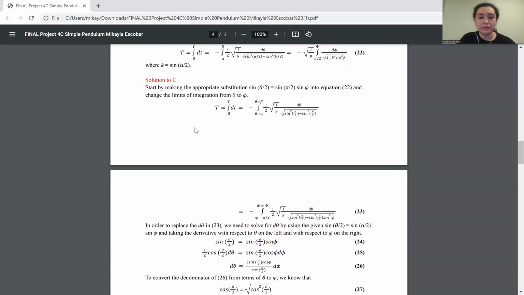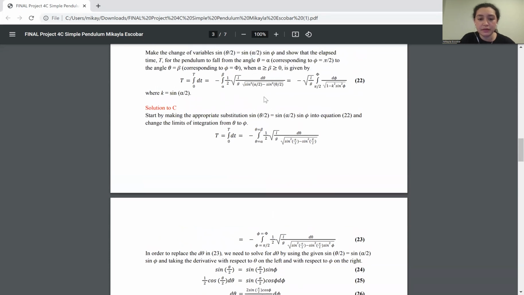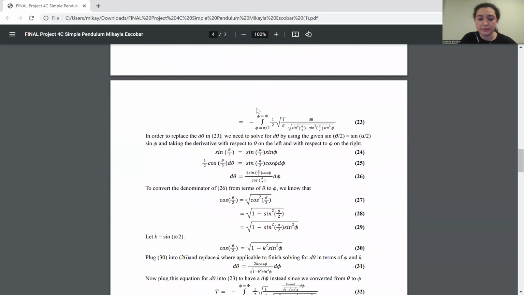So we need to start making the appropriate substitutions where sine of theta over 2 is equal to sine of alpha over 2 times sine of phi. And we're going to do that by plugging it into this part of equation 22, this middle portion. So we're going to basically take sine of alpha over 2 times sine of phi and plug it into this part of the equation right here, the sine squared theta over 2. And you're just going to square both sides here. And you're going to get something that looks like this, what we found in equation 23.